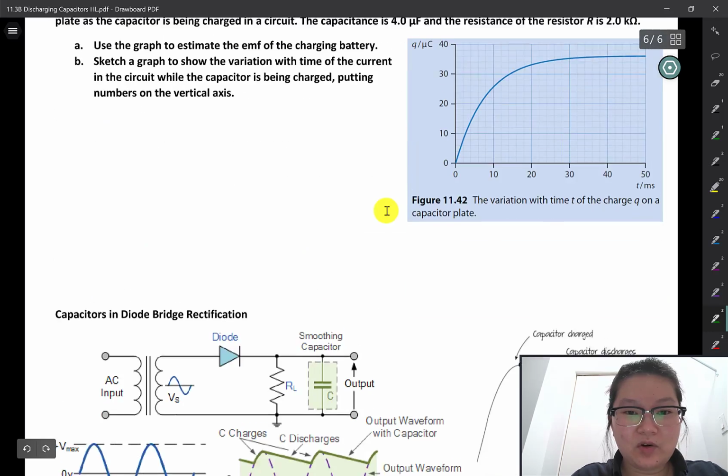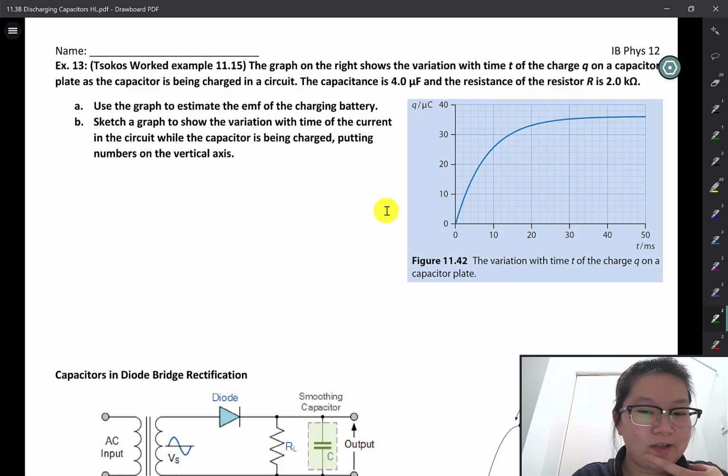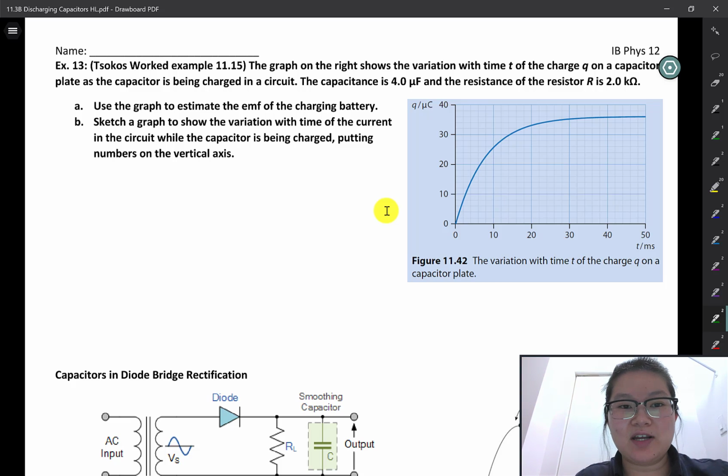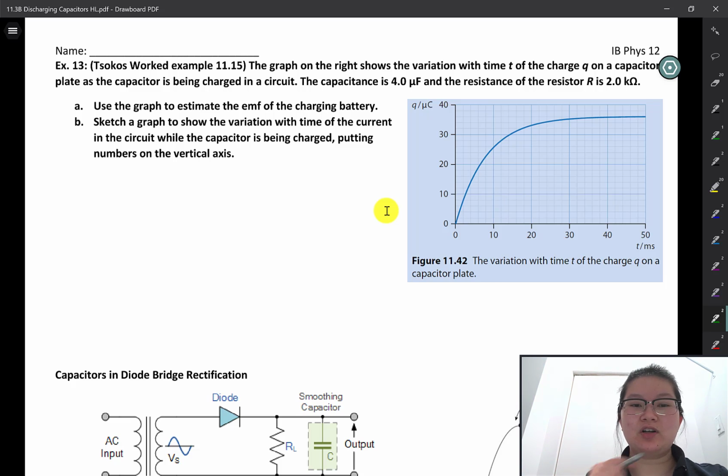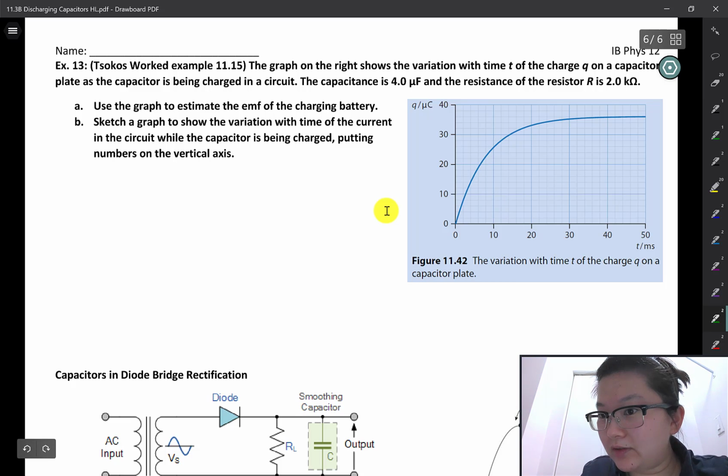I did want to go over one more, which is this one. Hopefully it won't take too long. It is also in your coursework example, but let's just quickly go over it. The graph on the right shows a variation with time of the charge Q on a capacitor plate as the capacitor is being charged in the circuit. The capacitance is 4 microfarads and the resistance of the resistor R is 2 kilo ohm.